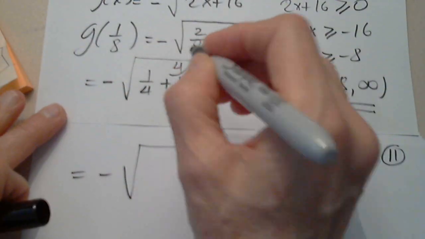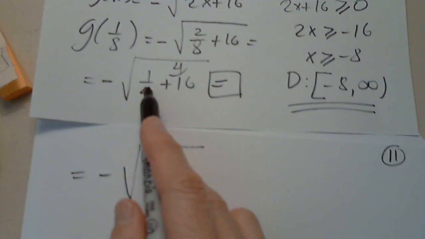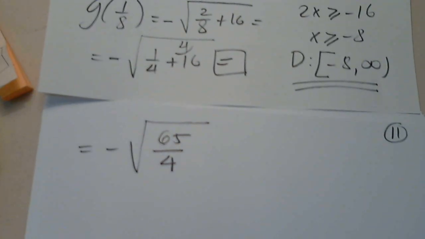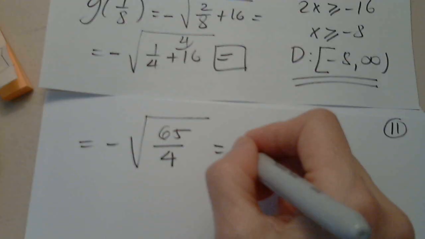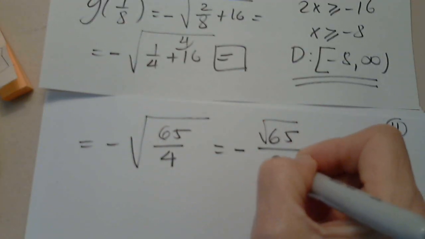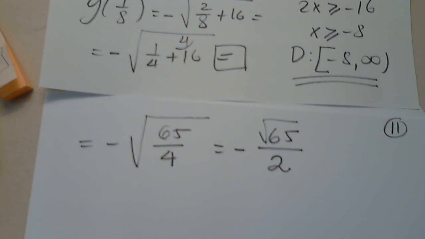And I have to multiply. 64 plus 1 is 65, divided by 4. The only thing I can do is separate into the square root of 65 divided by 2. The square root of 65, because it's 5 times 13, I think. What is 65?